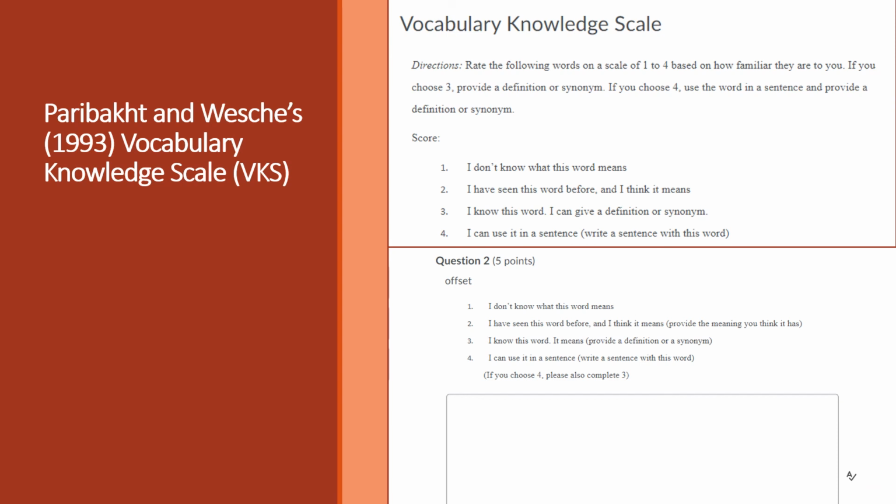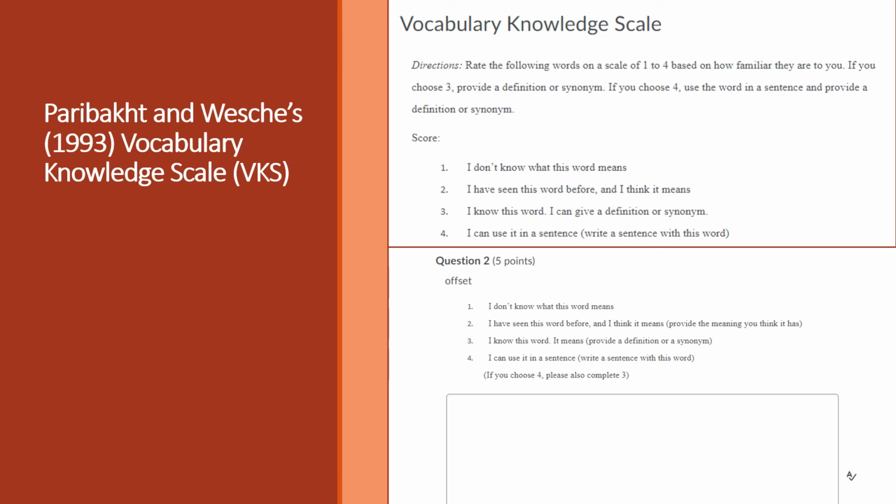Here are some screenshots from one of the tests that was based on Paribakht and Wesche's Vocabulary Knowledge Scale test. So the top screenshot is the directions that the students were given. It says, rate the following words on a scale of 1 to 4 based on how familiar they are to you. If you choose 3, provide a definition or synonym. If you choose 4, use the word in a sentence and provide a definition or synonym.